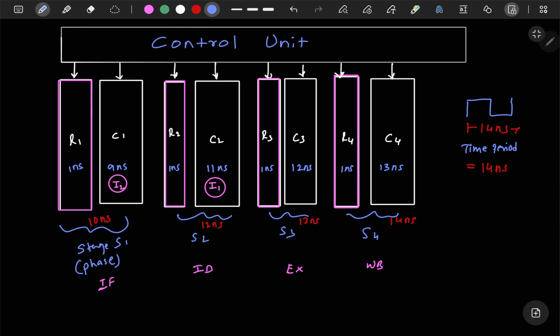Now the next thing: if the time period is 40 nanoseconds and I ask for the frequency, what would the frequency be? Frequency is nothing but 1 by T. Then the frequency will be 1 upon 40 nanoseconds. So this will be the frequency.